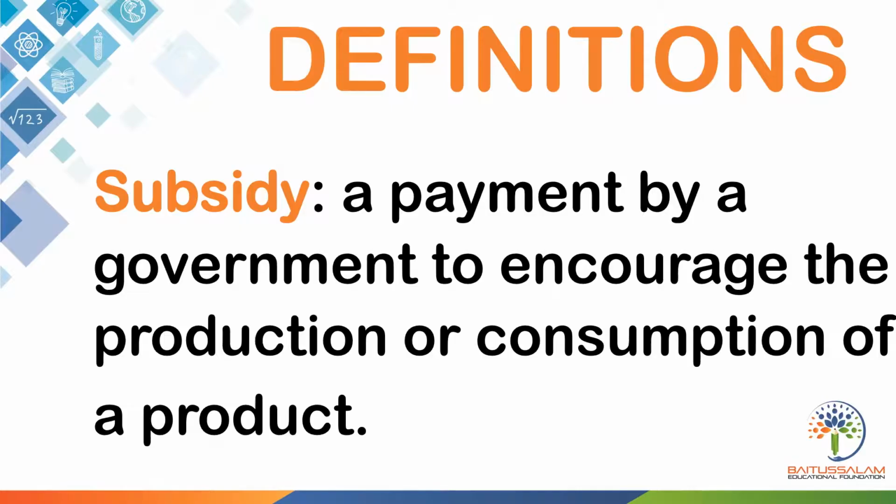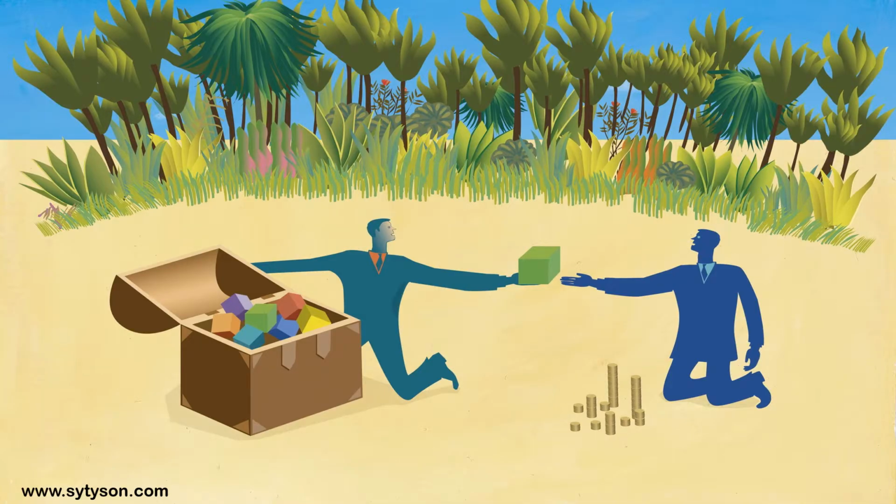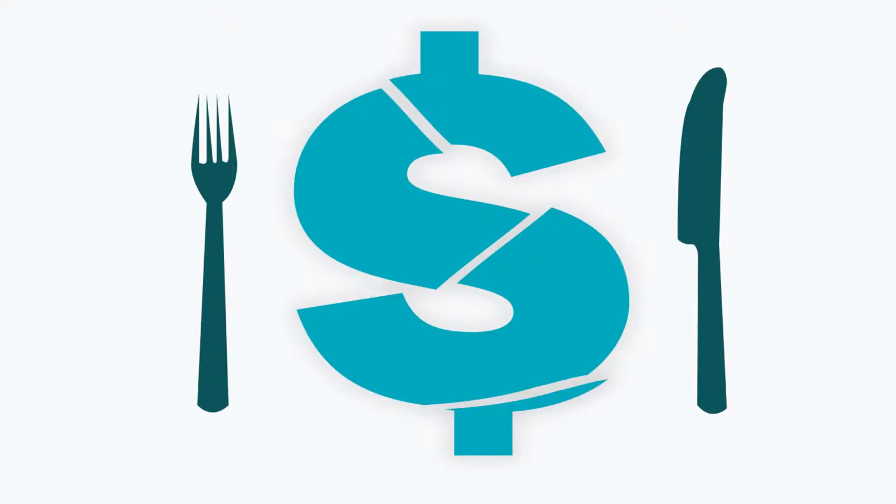Subsidies. Definitions. Subsidy: a payment by a government to encourage the production or consumption of a product. A subsidy given to the producers provides a financial incentive for them to supply more. Besides being paid by the consumer, they are now being paid by the government also. As a result, the granting of a subsidy will cause an increase in supply while the removal of a subsidy will cause a decrease in supply.